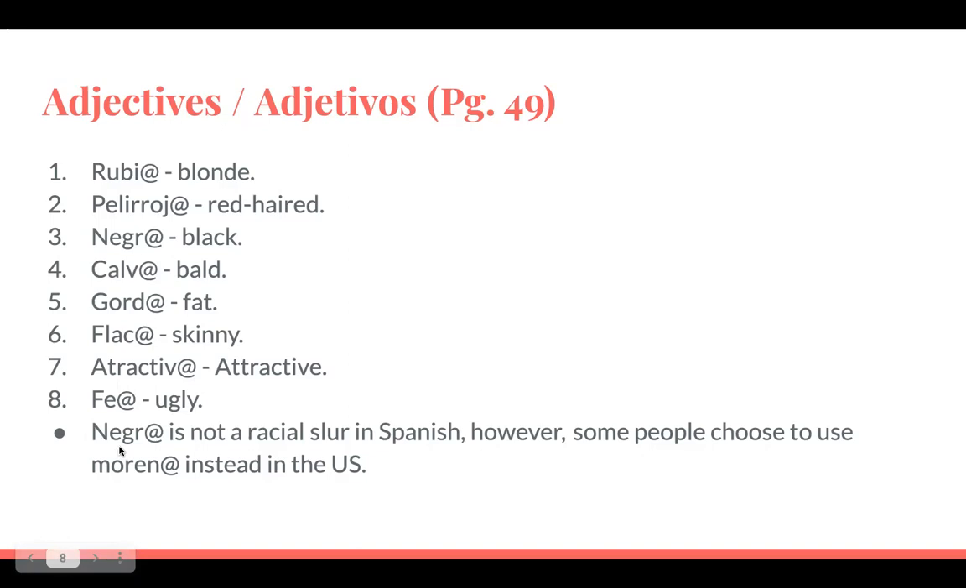And then they did put a section in the book here, so I figured I would mention it. Negro or negra, it said that in some places in the United States, it's kind of like a racial slur, but it's not like that in Spanish at all. But some people choose to use the word moreno or morena instead in the United States because of that. They don't really do that anywhere else in the world. It's just in the United States.